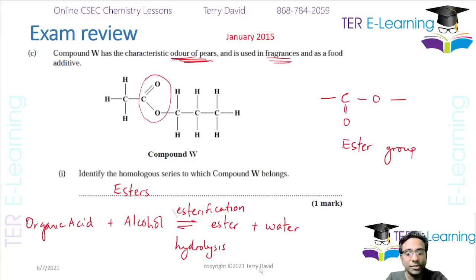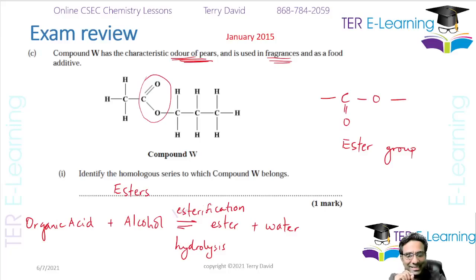Now there are 2 ways we can perform hydrolysis: 1, we can do acid hydrolysis, and 2, we can do alkaline hydrolysis. Now I want you to remember something. Depending on what you use, you get different products, right? Students don't realize that, but you can get different products.